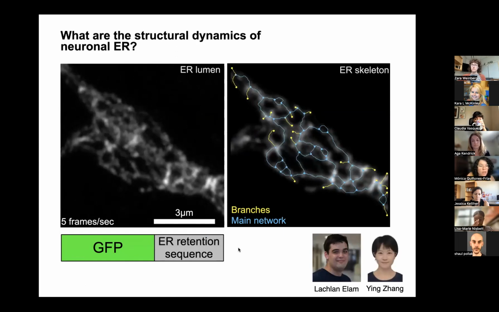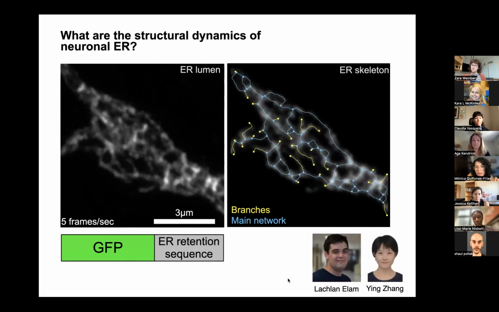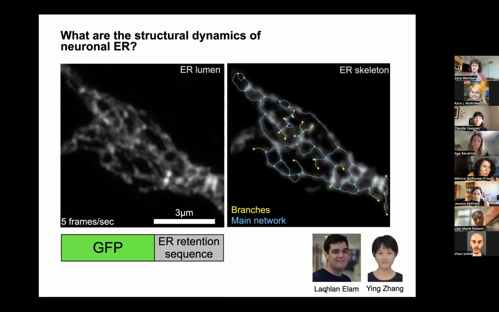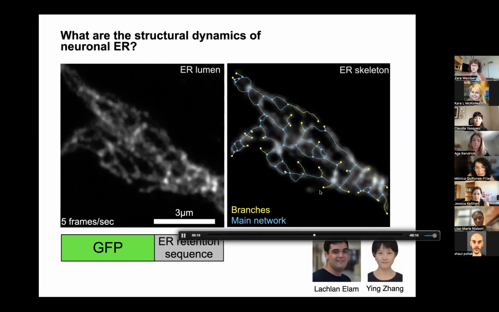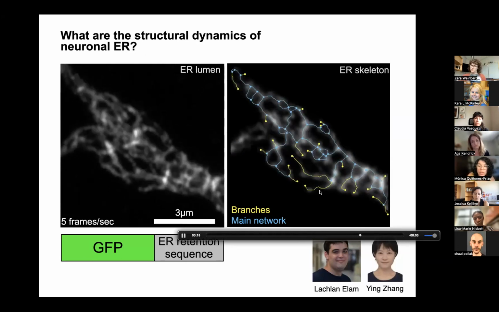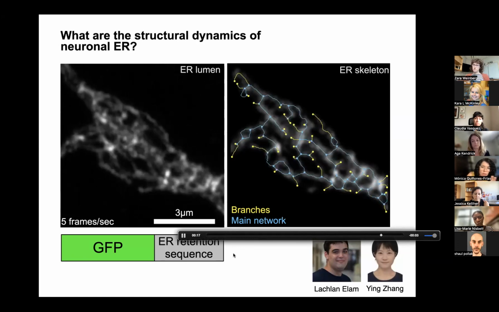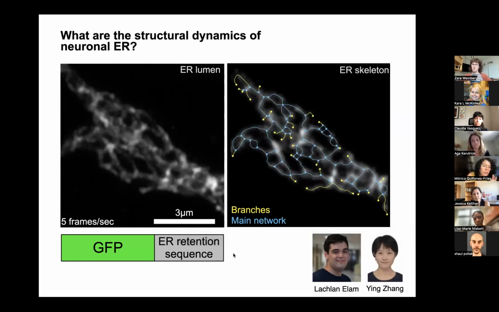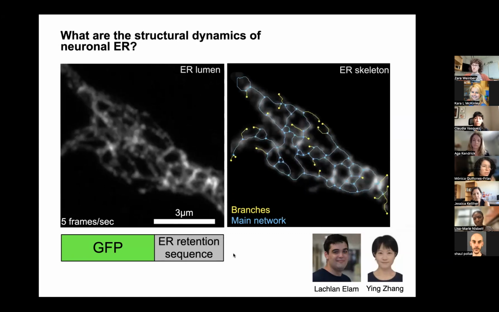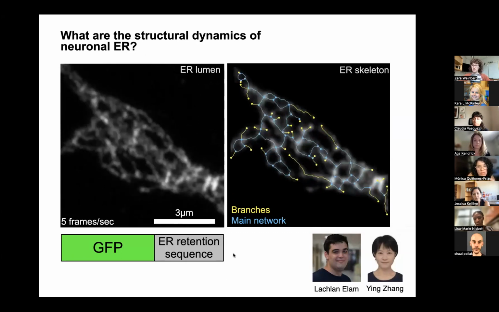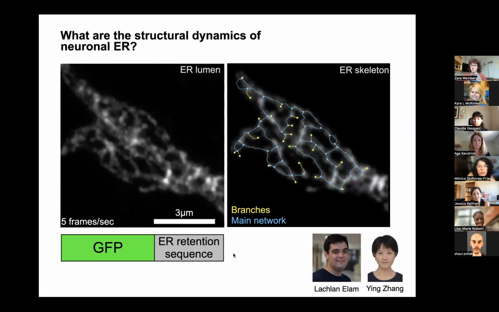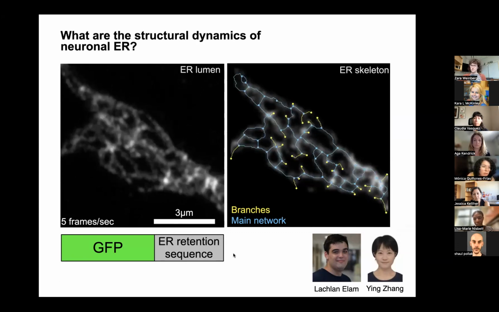And in collaboration with members of the Phi Lab in the math department at Brandeis, I've been developing new computational tools in order to track live the changes in structure, or the dynamics of the structure, of the ER over time. And the reason why I'm really interested in studying ER structure is because there are neurodegenerative diseases that have been found to be caused by mutations in genes that regulate ER structure. However, this has mostly been explored in non-neuronal cells.